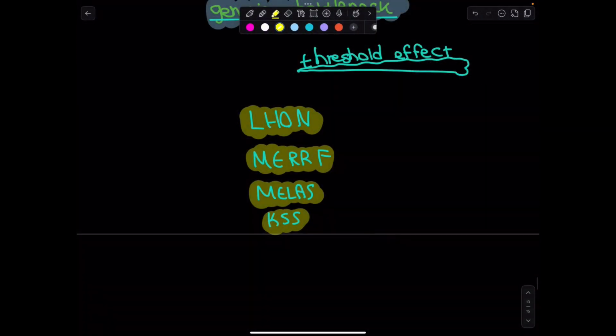Peace. So, let's try to understand a bit more the mitochondrial myopathies. I don't understand what myopathies means, to be honest. So you have LHON, MERRF, MELAS, and KSS. What are these?